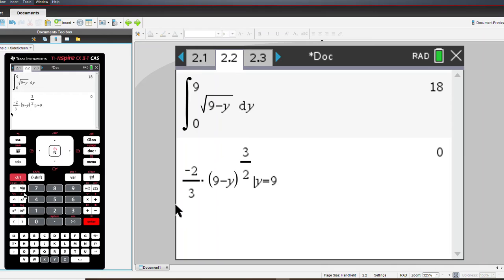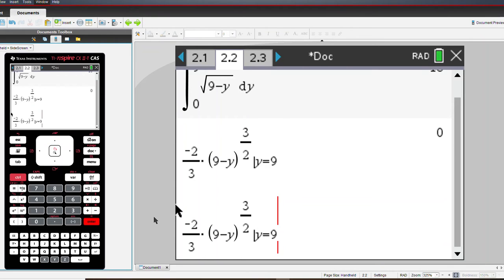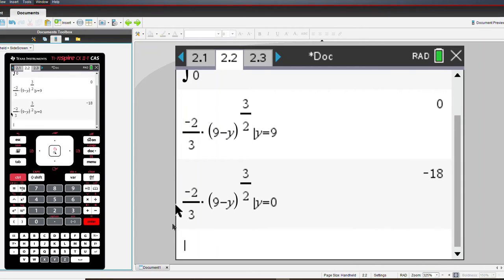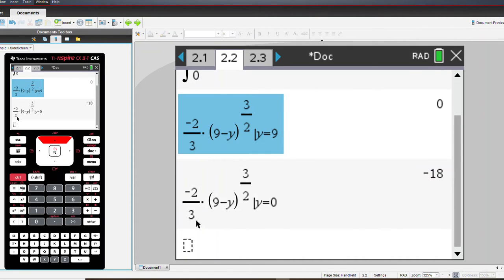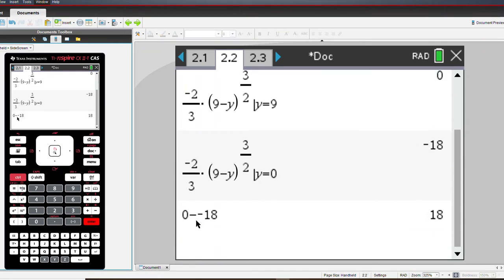And then, excuse me. Then this bottom one is going to be negative 18, right? But since I'm subtracting it, it becomes positive. And then, notice I did this in my head, minus, same answer. Okay.